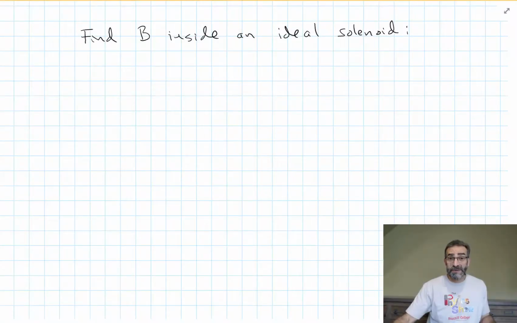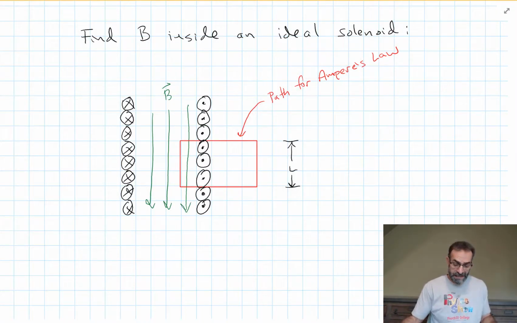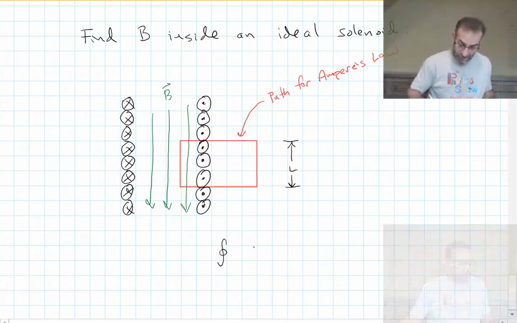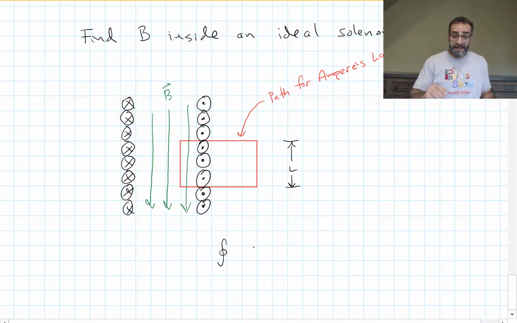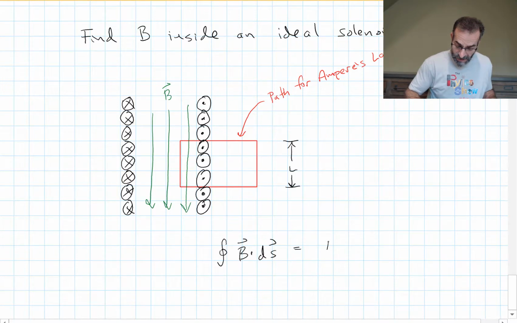I told you an ideal solenoid was a case where we could use Ampere's law. So let's do that. Let's find the magnetic field inside of an ideal solenoid using Ampere's law. Here's my solenoid. It has a nice uniform magnetic field inside of it, no magnetic field outside. And I've drawn this red rectangular box. That's my path for Ampere's law. So the integral around this whole closed path of B dot ds is equal to mu naught times I enclosed by that path.